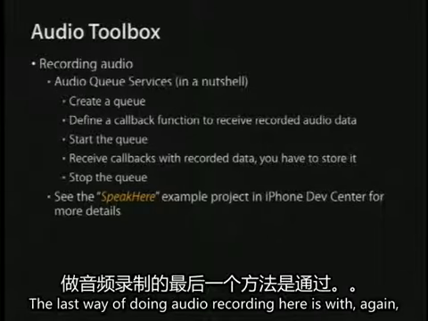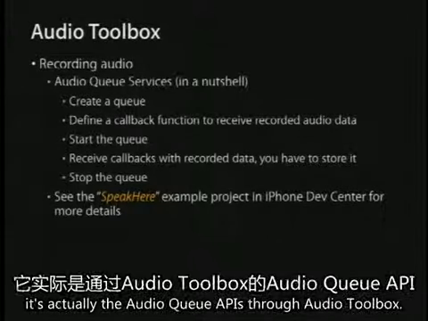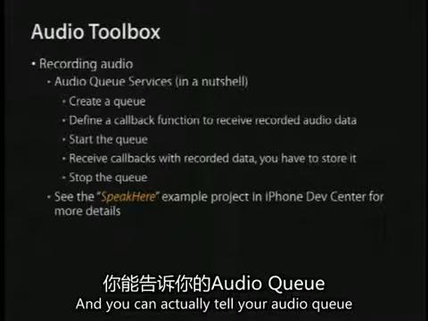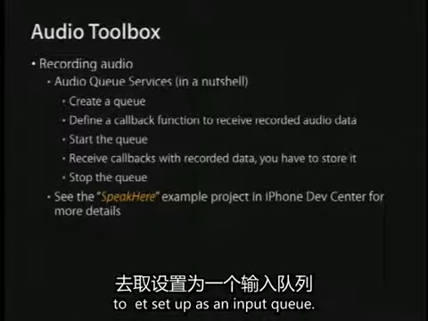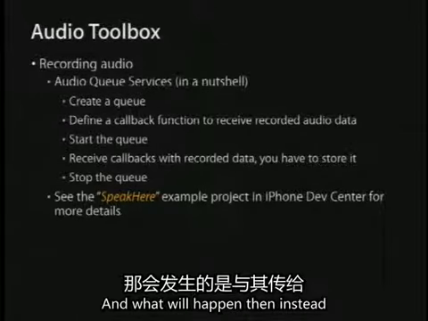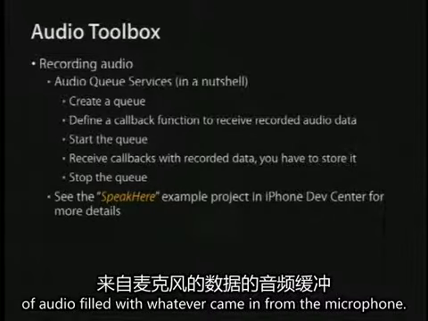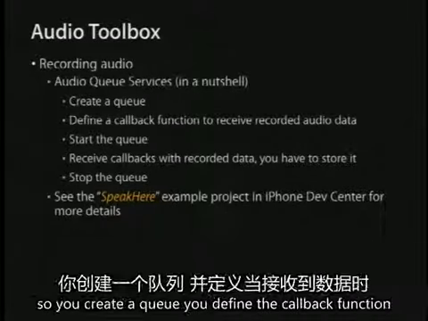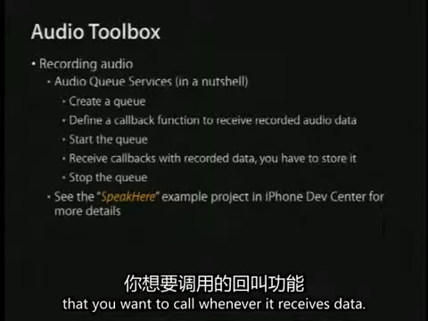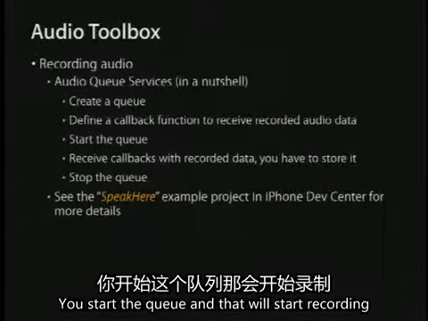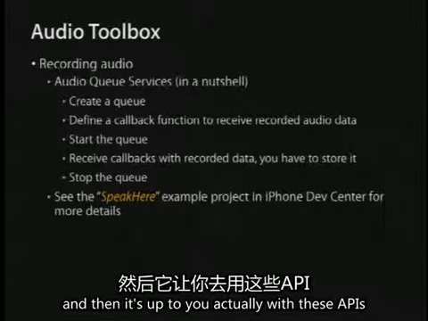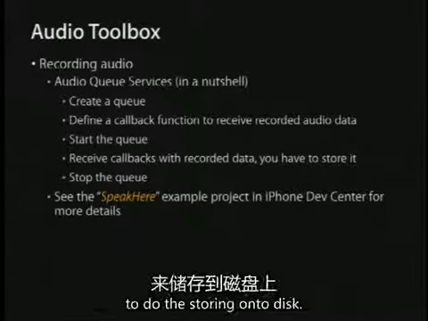The last way of doing audio recording here is, again, the audio queue APIs through Audio Toolbox. You can tell your audio queue to get set up as an input queue. Then, instead of you feeding the queue buffers, it will feed you buffers of audio, filled with whatever came in from the microphone. So you create a queue, you define the callback function that you want called whenever it receives data. You start the queue, and that'll start recording. And then it's up to you, with these APIs, to do the storing onto disk.